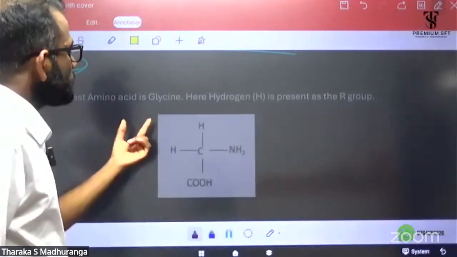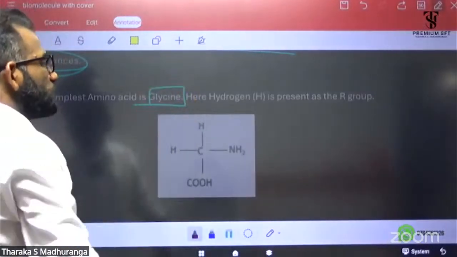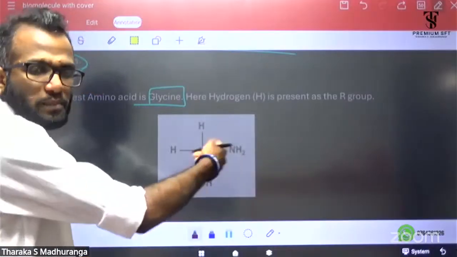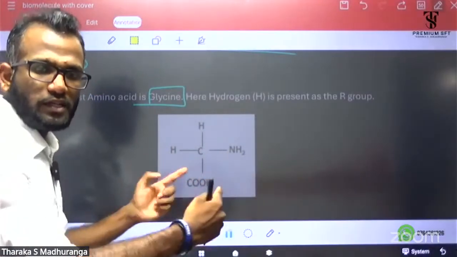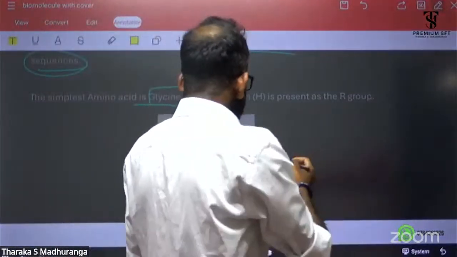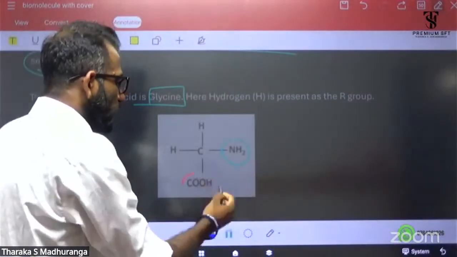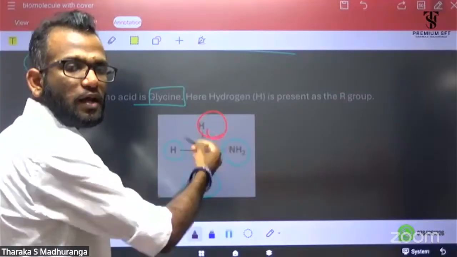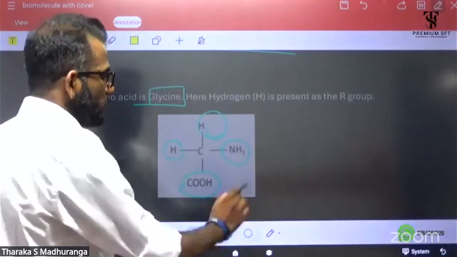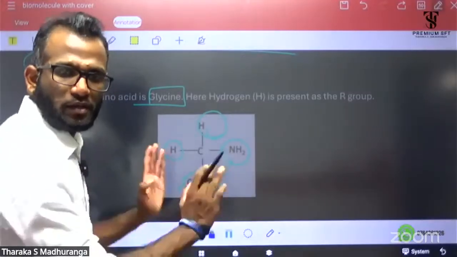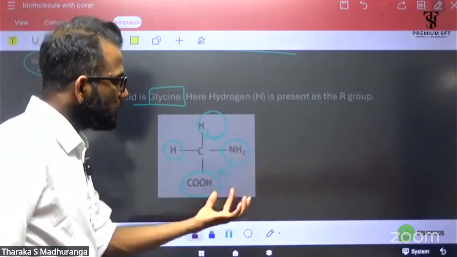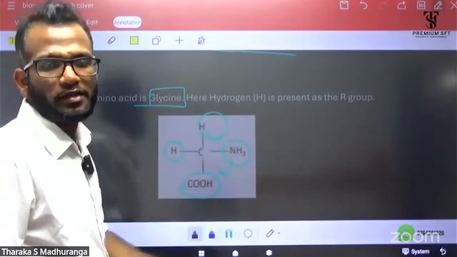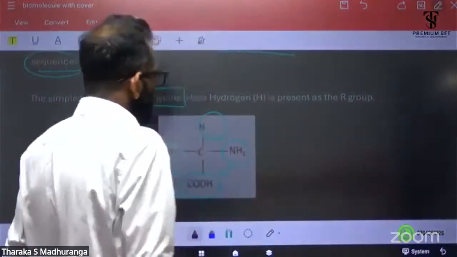The simplest amino acid in the world is glycine. It has the amine group, carboxylic group, and hydrogen. They are compulsory. Then the R carbon chain is again hydrogen. The other groups, the amine group, carboxylic group, alpha carbon and hydrogen, are common, and in glycine the R carbon chain is again hydrogen.